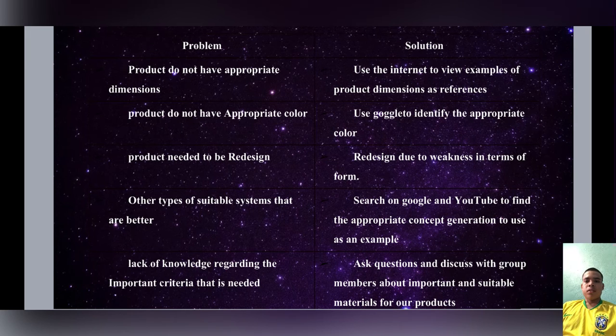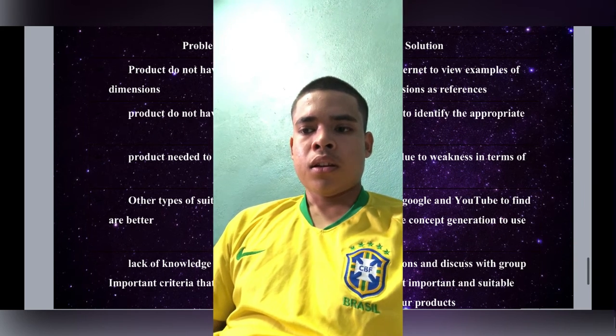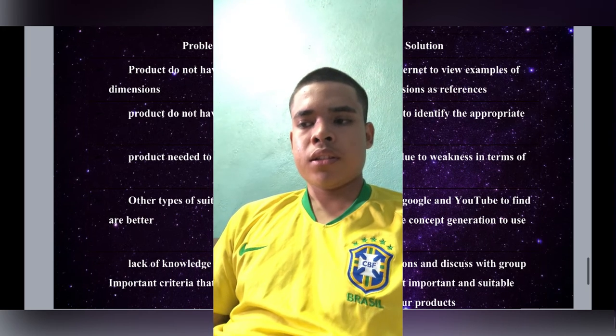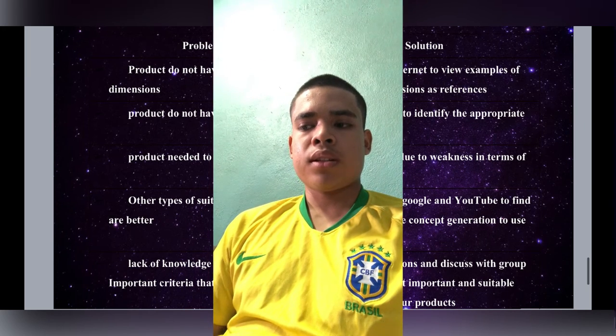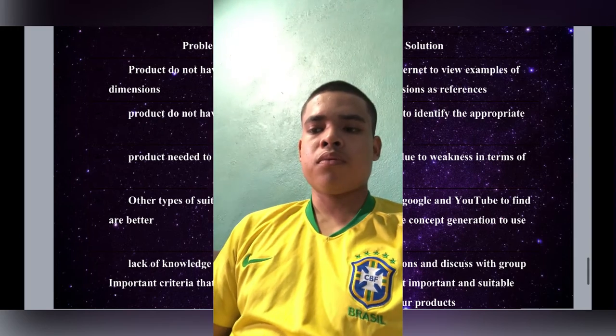And then next, another type of suitable system. We search on Google and YouTube to find the appropriate concept generation to use as an example. And then the last problem is lack of knowledge regarding the important criteria that are needed. We ask questions and discuss with the group members about the important and suitable material for our product.